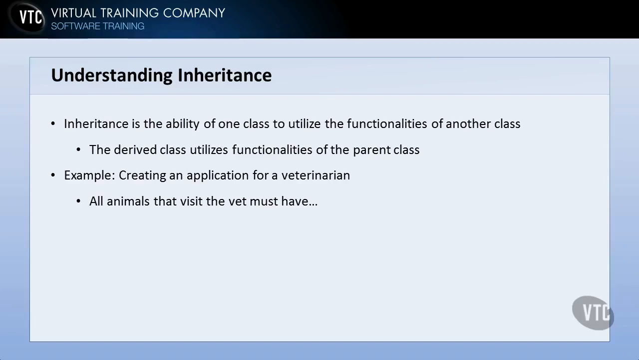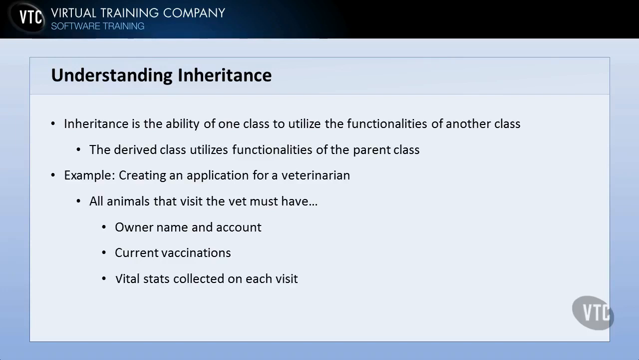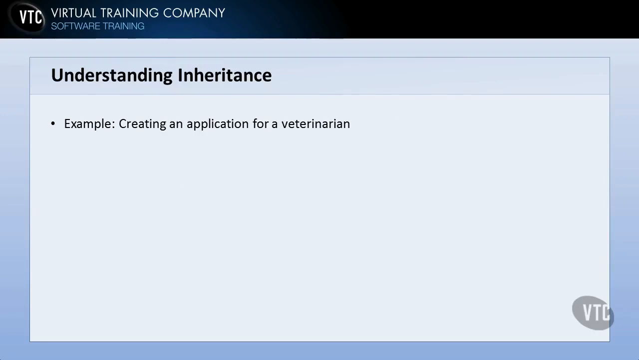They inform us that all animals that visit the vet, when they come in the front door, at some point this is going to happen to them. We're going to capture the owner's name and check their account balance. We want to make sure that the animal has the current vaccinations or whatever inoculations or treatments they're supposed to have before they can be around other animals or our staff. We're going to make sure that we have vital stats collected on each visit and so forth. So let's start to think about how we would go about designing other classes.